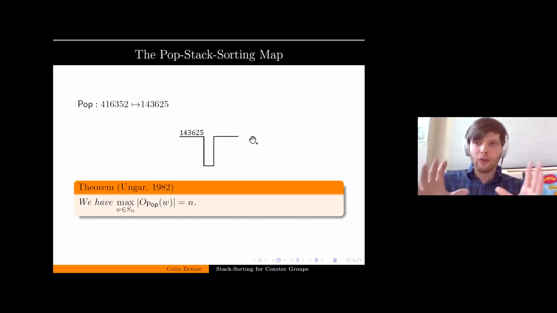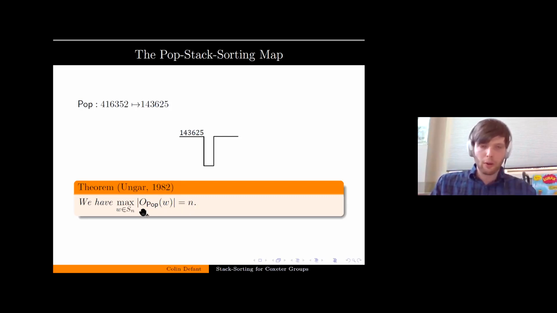Now, this map was actually originally studied in a paper by Peter Unger in 1982, and he was not coming from this combinatorial dynamics point of view. He was actually coming from the point of view of discrete geometry. He had a question involving the directions determined by a collection of points lying in the plane, and he managed to reduce this question to something about what we would now call the pop stack sorting map. So really, his discrete geometry question ended up reducing to something about this map.